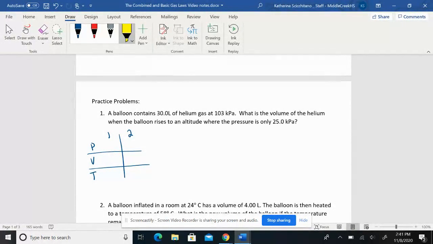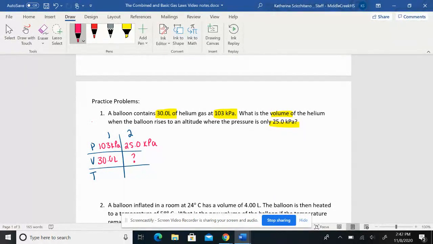So it says a balloon contains 30 liters of helium gas at 103 kPa. So those two go together, and that's going to be where it's starting. So liters I know is a unit of volume, and kPa I know is a unit of pressure. Then it says, what is the volume? So it's looking for the second volume when the balloon rises to an altitude where the pressure is only 25 kPa. So I know that I'm looking for my second volume, and they gave me a second pressure. And that was 25.0 kPa.